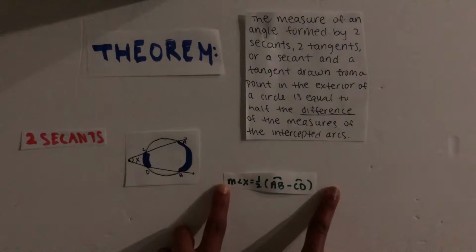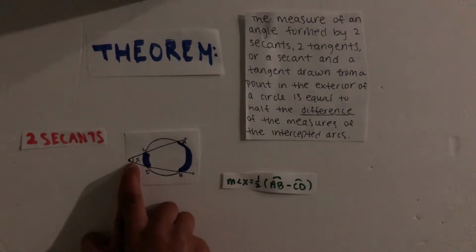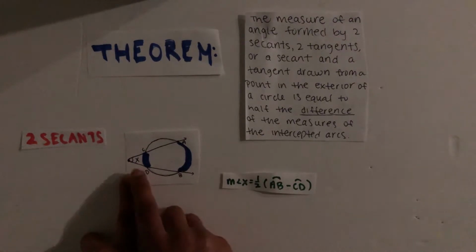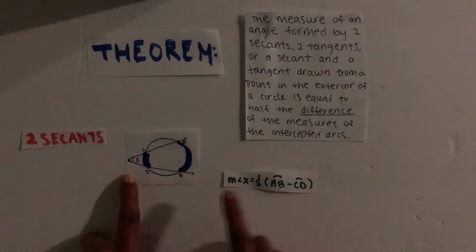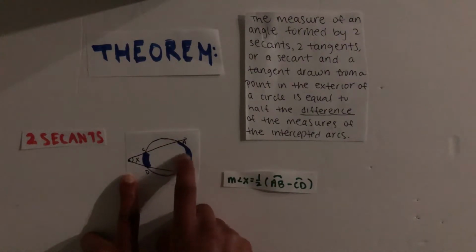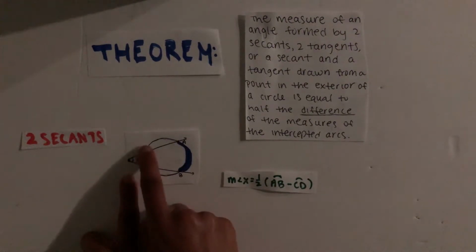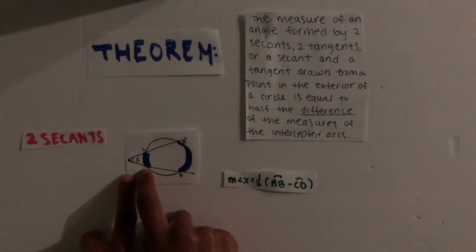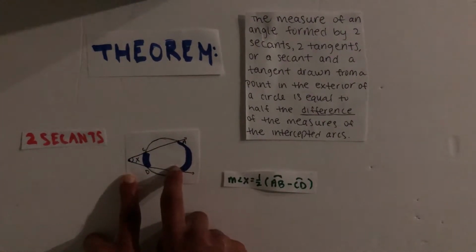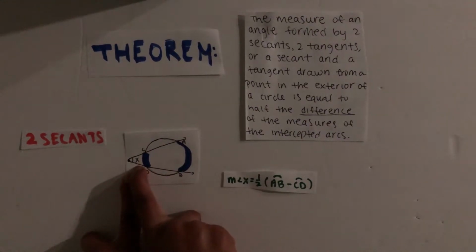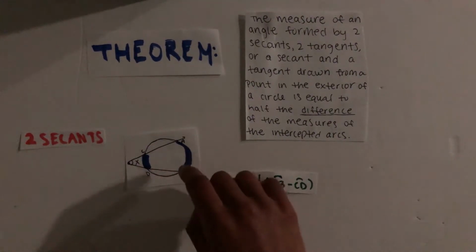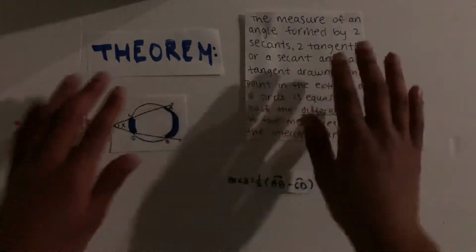So measure of angle x, which would be right here, is equal to 1/2 of the difference of the two intercepted arcs. So the first intercepted arc would be AB minus arc CD. And if you subtract both of those and take half of that, then that would be how you would find the measure of x. Okay, so that was the first one. We can move this now.